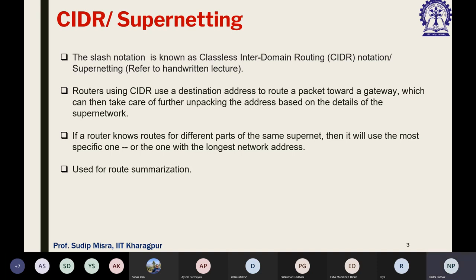Okay, how do you know? So there are 3 rules. The first rule says that all the networks that you are trying to combine should be contiguous. That means that the network IDs should be contiguous.